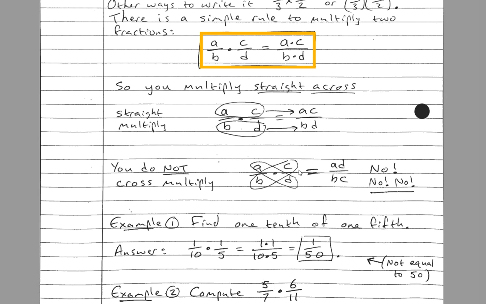All right, so that's what we're doing. Example 1, find 1/10 of 1/5. It's like a word problem, but again, remember of means you're multiplying. Here's 1/10 of, or times, 1/5.